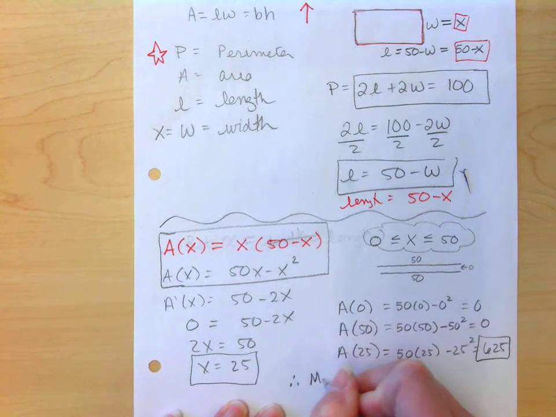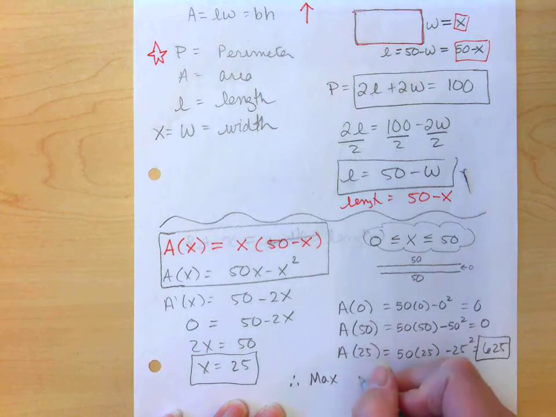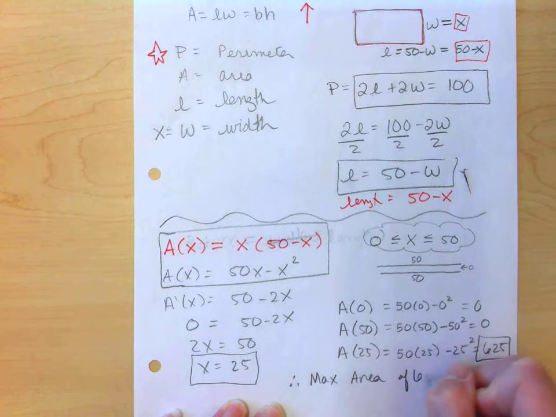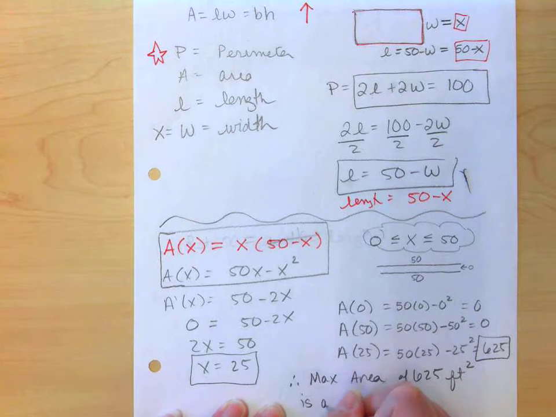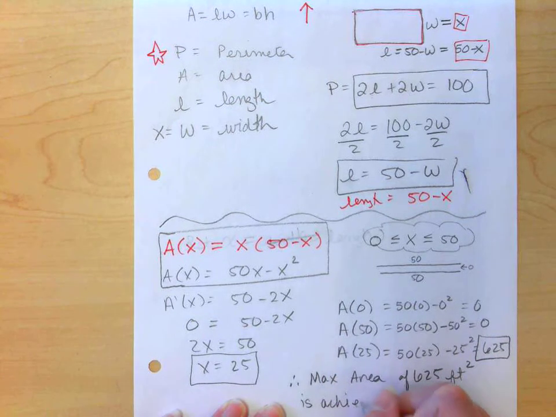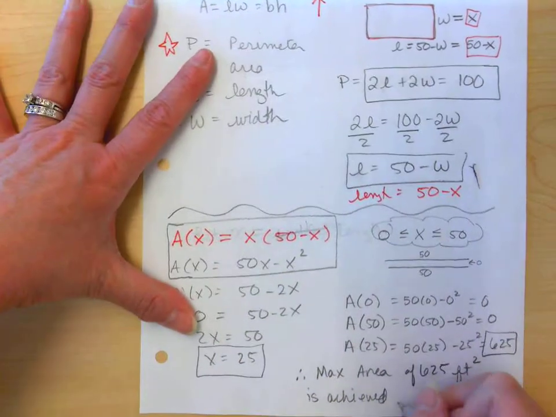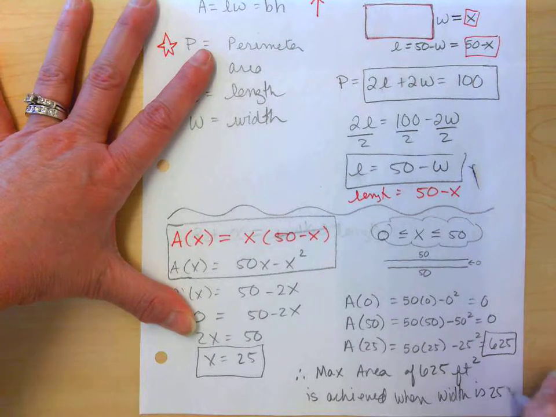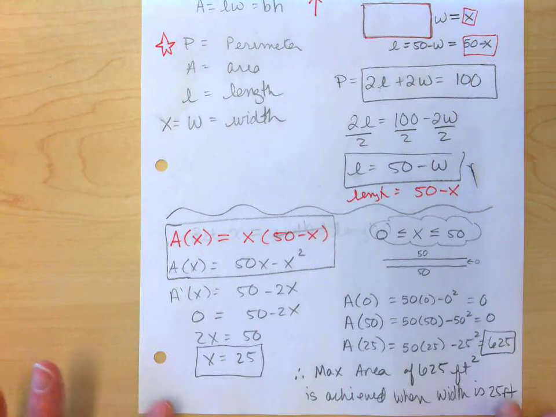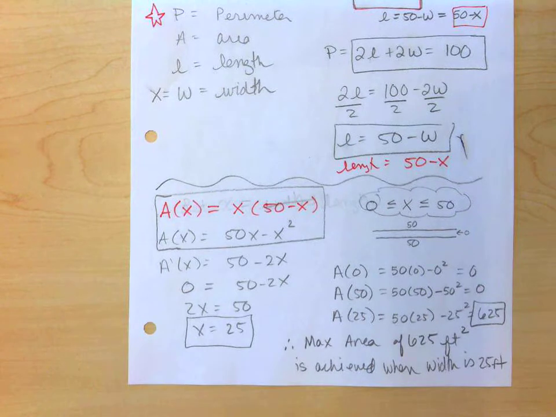We can finalize this problem by saying, therefore, the max of 625 feet squared is achieved when width is 25 feet. And that wraps up problem number 1.